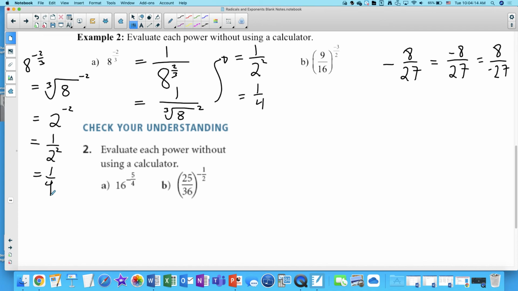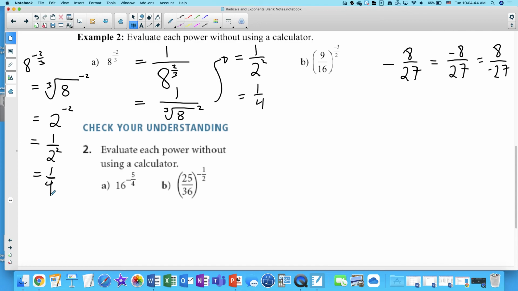Okay, let's look at this one. 9 over 16 to the negative 3 over 2. What would you do first here? Would you reduce 9 over 16? If you can reduce the base, then yes. Can you reduce this base, though? No, this is already reduced. So if you can reduce, then for sure do it.